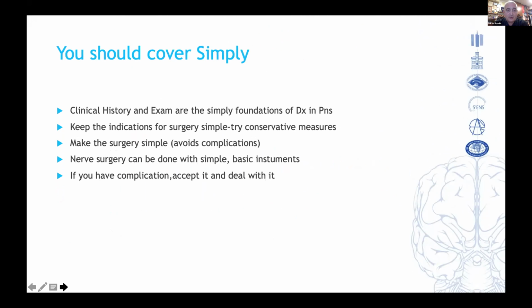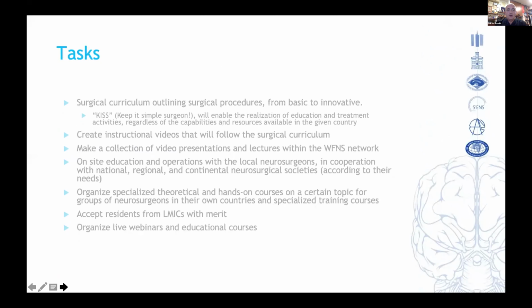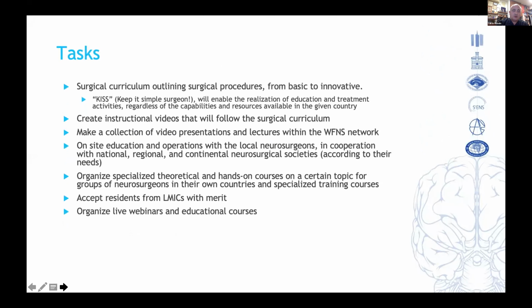Keep the indications for surgery simple, try conservative measures, make the surgery simple, avoid complications. Neurosurgery can be done with simple basic instruments, and if you have a complication, accept it and deal with it.